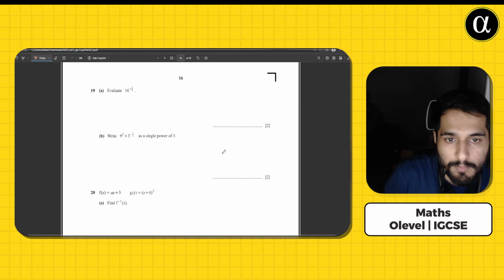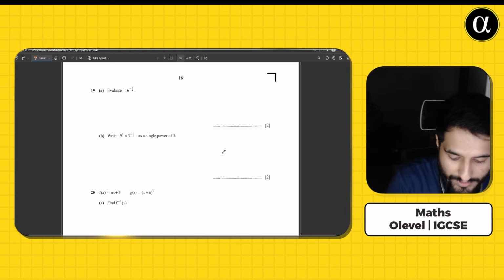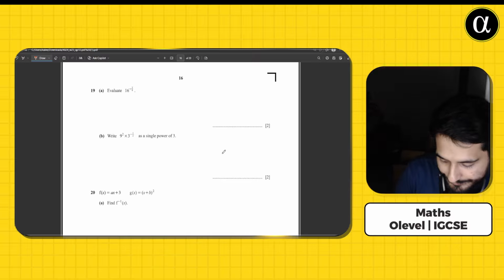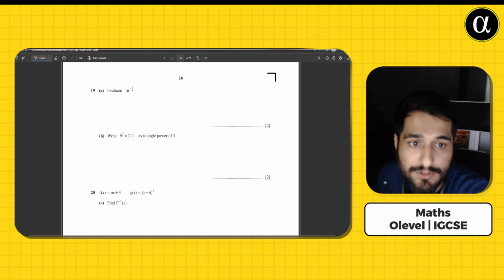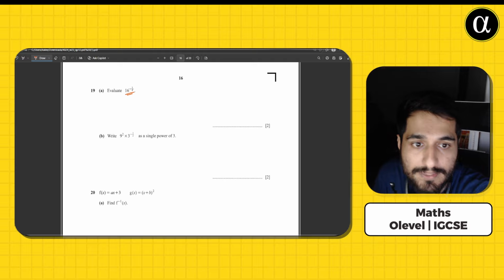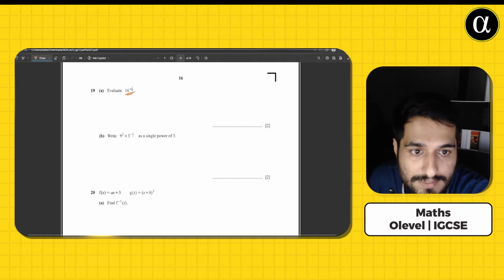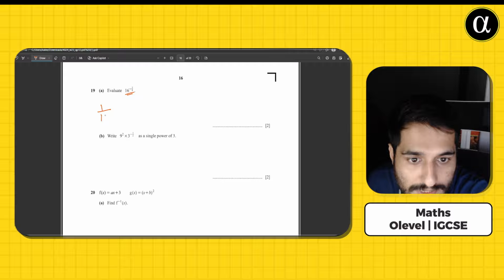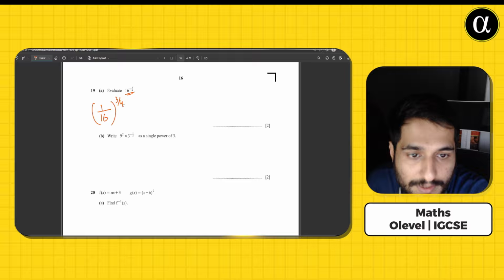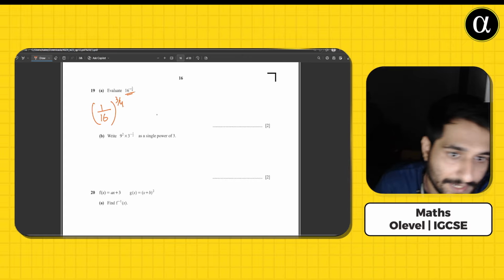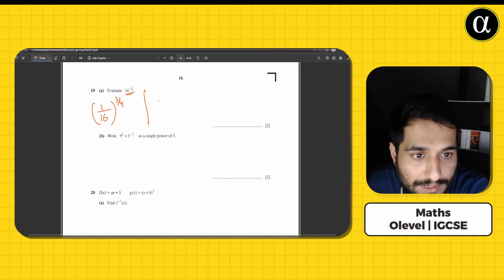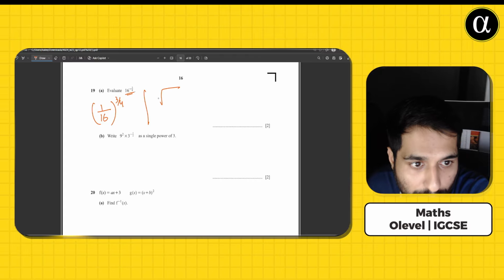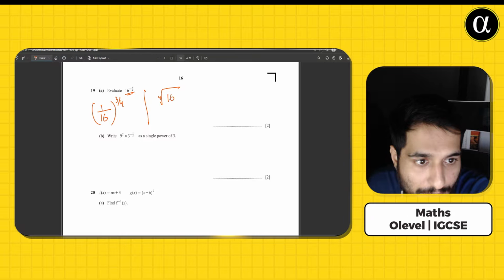All right, moving on to question number 19. Now question number 19 says that we are supposed to evaluate 16 power minus 3 over 4. Now since the power is negative, we will reciprocate it to get the power to be positive, and this would become 1 over 16 to the power 3 over 4. And when we simplify it further, we are supposed to take a root of 4 basically, and inside we'll have a 16.